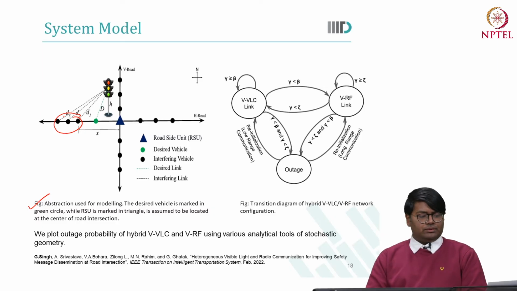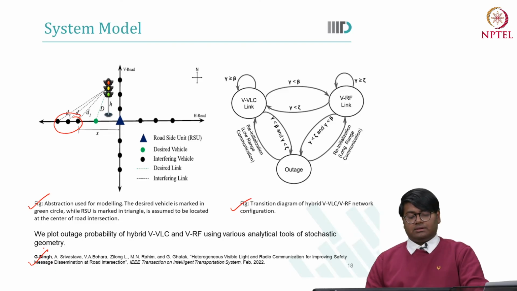Figure 4 shows the transition diagram of a hard switching based hybrid vehicular VLC, vehicular RF network configuration. An outage occurs when both vehicular VLC and vehicular RF fall into an outage. The reinitialization is decided depending upon the distance between the desired vehicle and the roadside unit. In general, unlike vehicular radio frequency, vehicular VLC is a reliable option for low communication range. For more details, you can also refer to our paper.